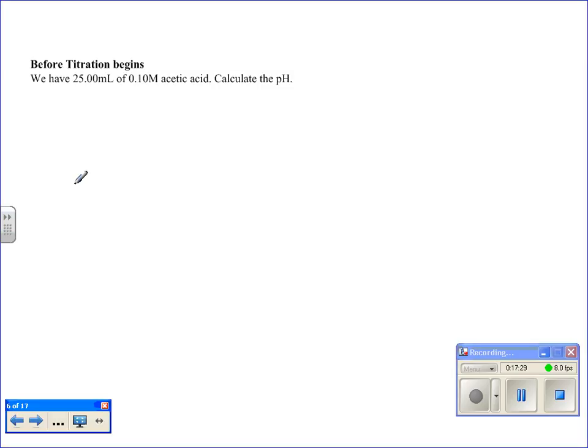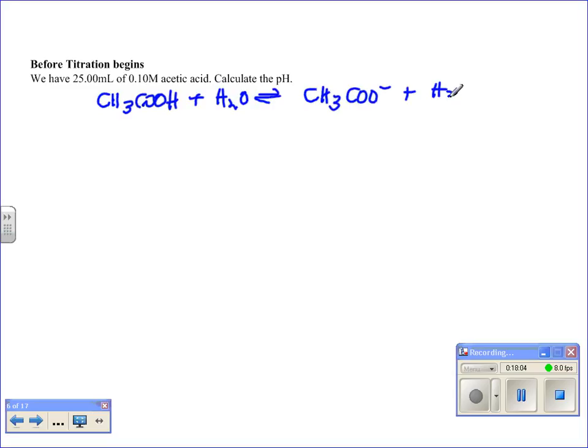So we're going to go through a series of calculations here, looking at the pH before the titration begins, okay, during the titration, halfway to the equivalence point, and at the equivalence point. So before the titration begins, we have a solution of 25 milliliters of acetic acid. It's important to make a conscious recognition that this is a weak acid. So if I want to know the pH of a weak acid solution, I need to do a hydrolysis calculation.